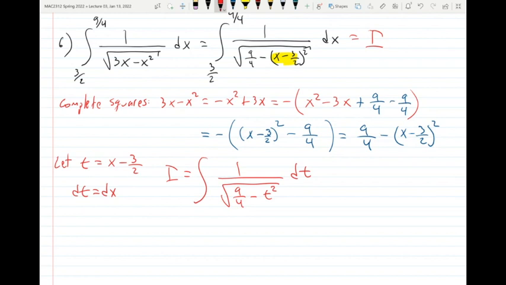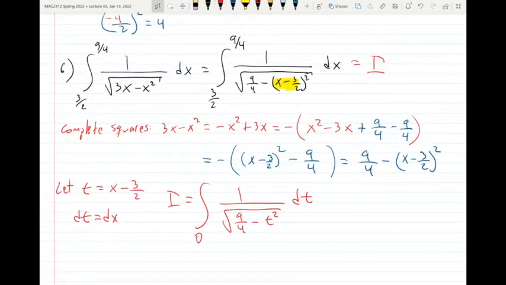So let's see. When x is equal to 3/2, then t is going to be equal to 3/2 minus 3/2, which is 0. And when x equals 9 over 4, then t is going to be 9 over 4 minus 3/2. You multiply by 2, you get 6 over 4. So 9 minus 6 is 3. So you get 3 over 4, right?